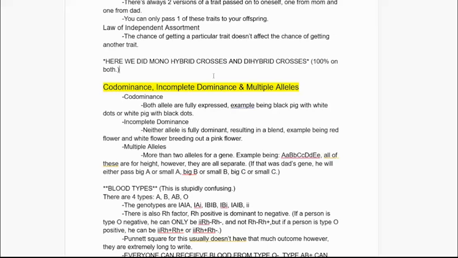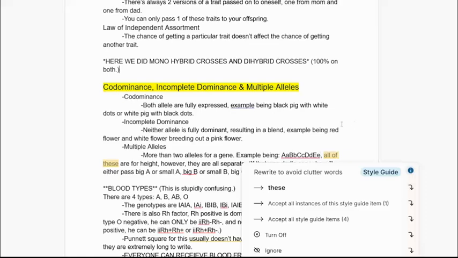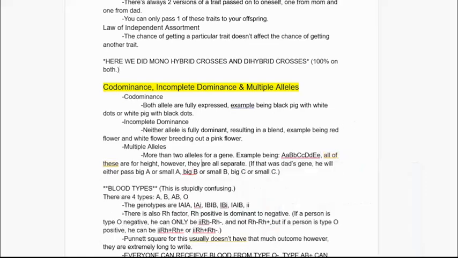So usually we have big A, small a, homozygous big A's, homozygous small a, or something. But then we have B, B, C, C, D, D, E, E, F, F, G, G, whatever. All of these are for height. However, they're all separate. So when you pass these on, let's say dad passes on A, B, C, D, E, F. We treat them separately. We treat this as 1: mom passes small a or dad passes small a, and then we treat B as 1: mom passes small b, dad passes big B, whatever.